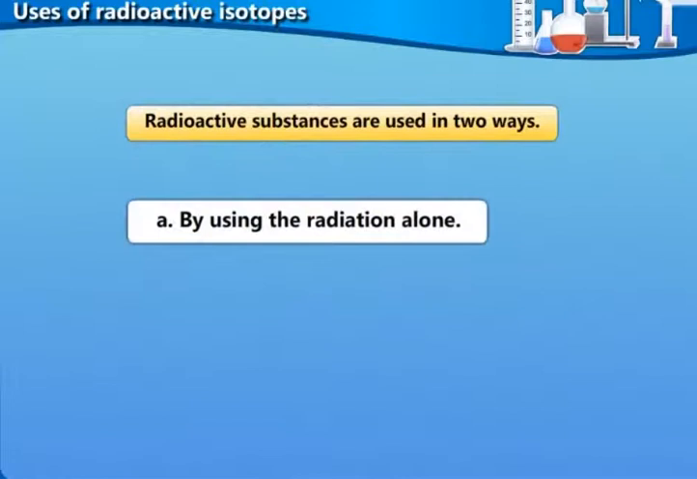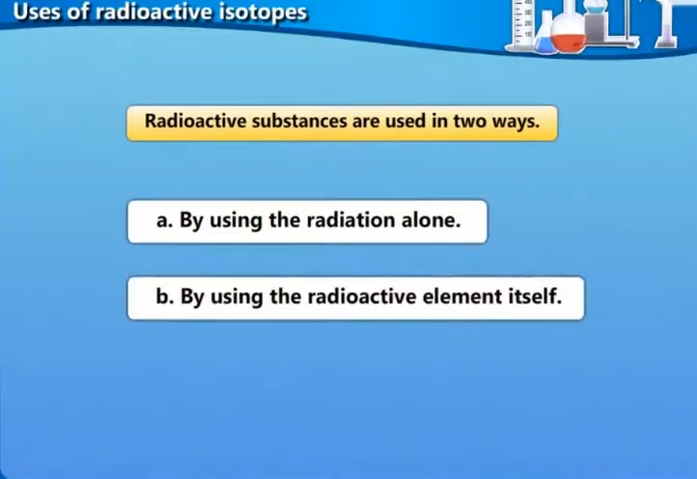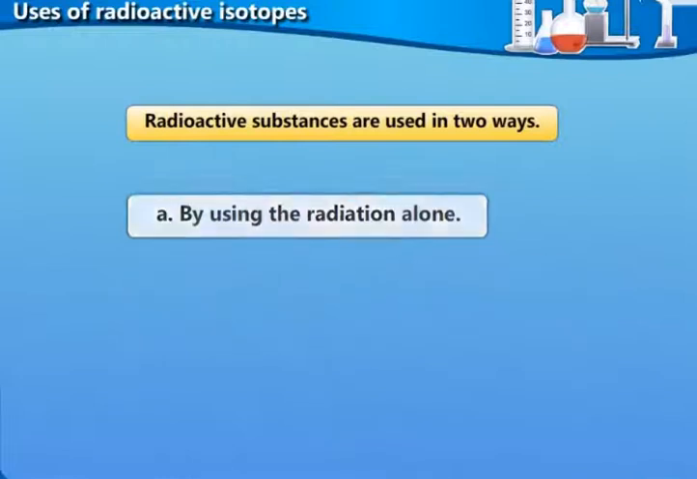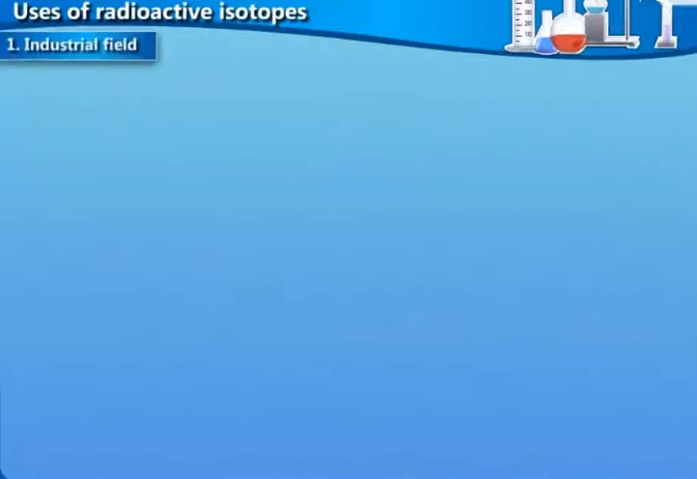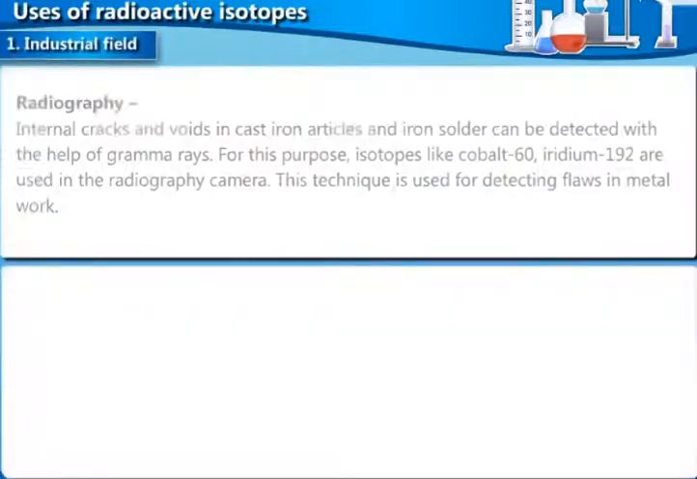A. By using the radiation alone. B. By using the radioactive element itself. Radioactive isotopes are used in various fields as follows. 1. Industrial field. Radiography.